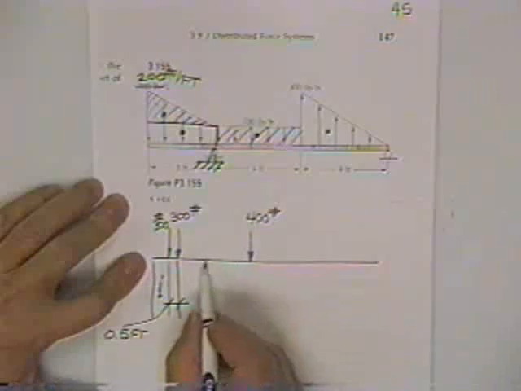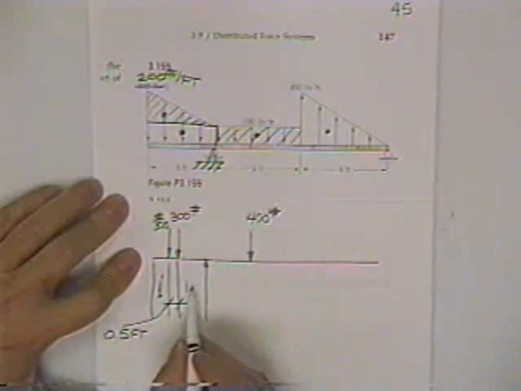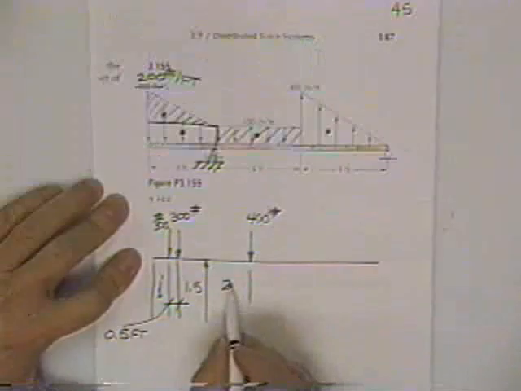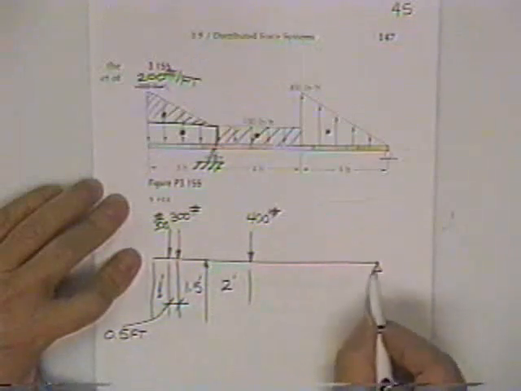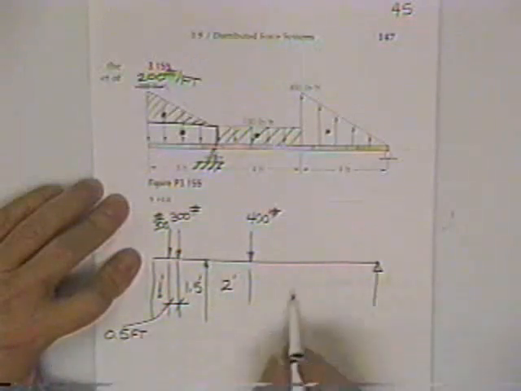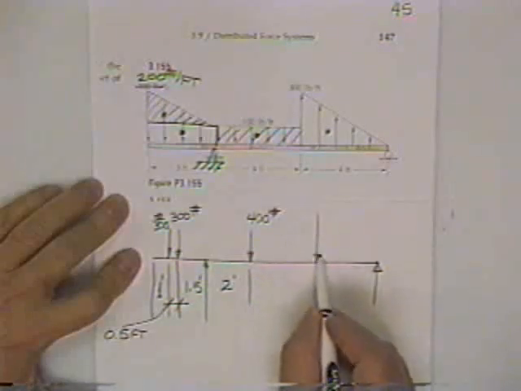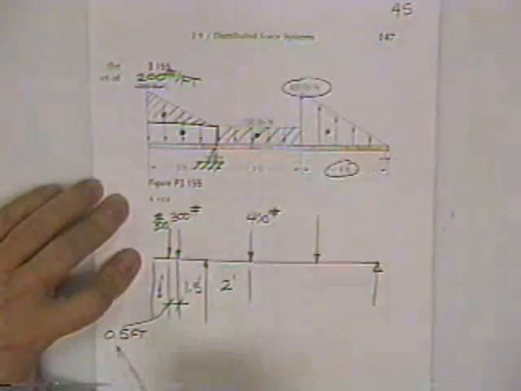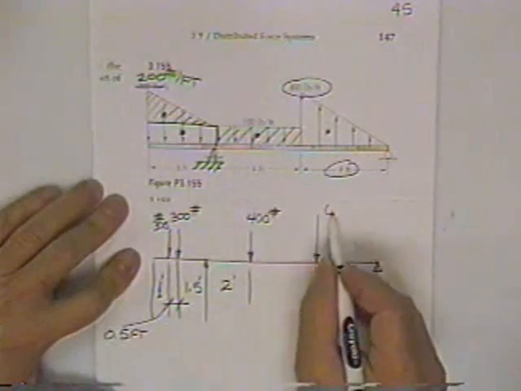Here's the reaction. We've already used up 1.5 feet, so this is 1.5 feet in here. This one is 2 feet since it's in the middle. Here's this reaction on this end. And here's the triangle load, and it goes right about there. Its magnitude is base times height cut in half. That's 2 times 3, that's 600 pounds.